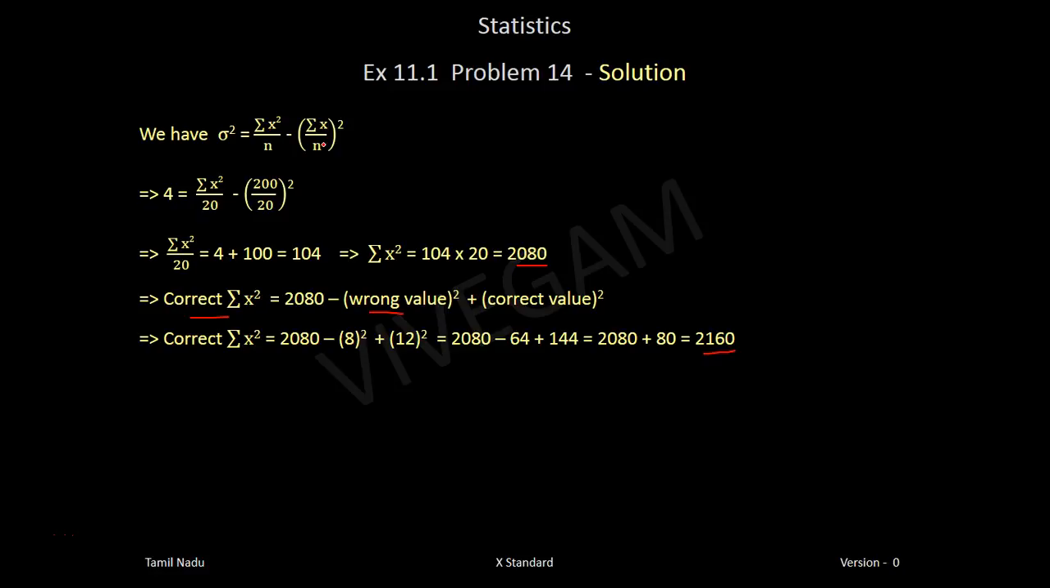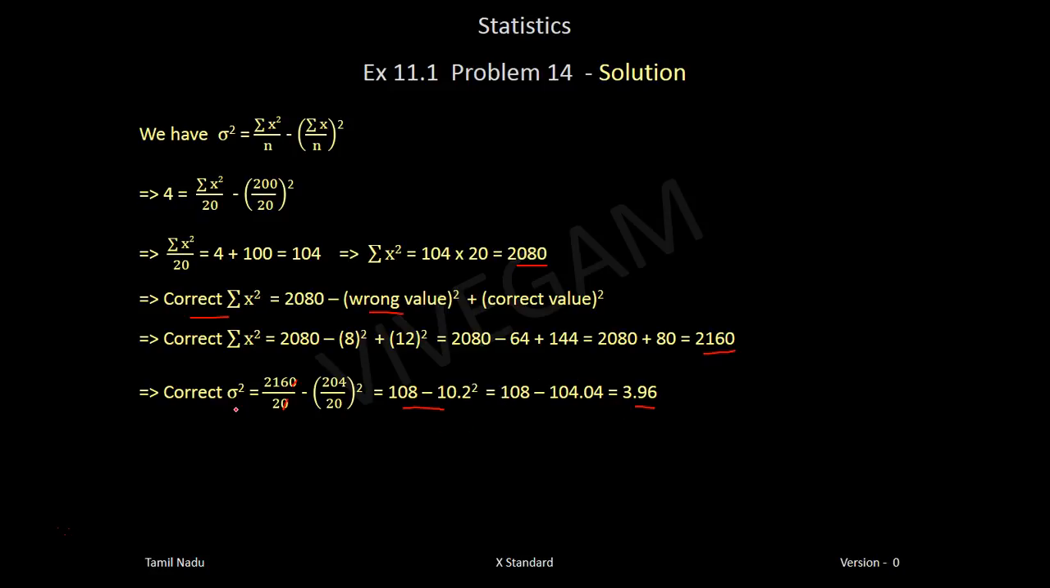Substitute those values here. You have the correct sigma x square and you have the correct sigma x also. So substitute those values, you will be able to get the correct sigma. So correct sigma square will be the correct sigma x square, which is 2160 by 20, minus the correct sigma x, which we calculated earlier, 204 by 20, the whole square. So this 0 and 0 will cancel. So this will be 216 divided by 2, that is 108. And this 20.4 by 20 will be 10.2, the whole square. And 10.2 whole square is 104.04. So you subtract, you'll get 3.96.